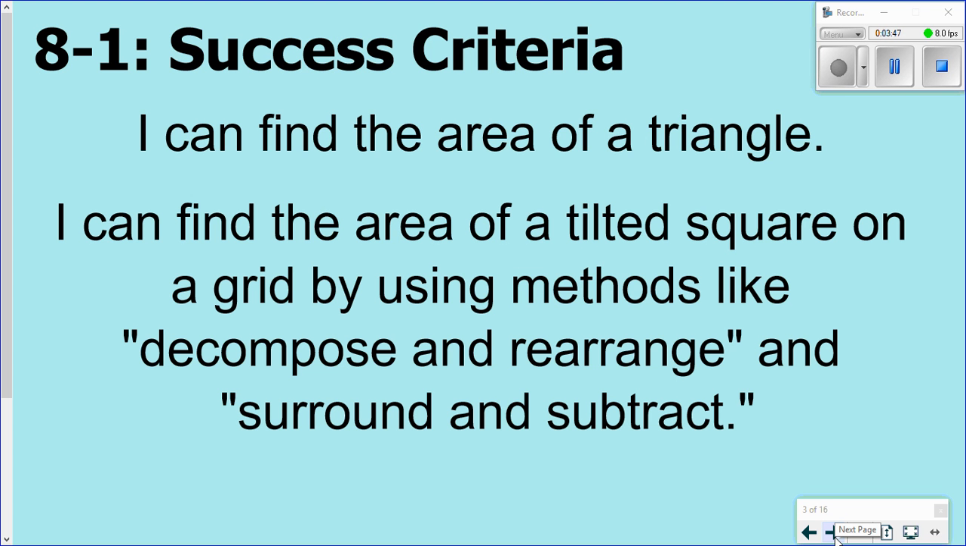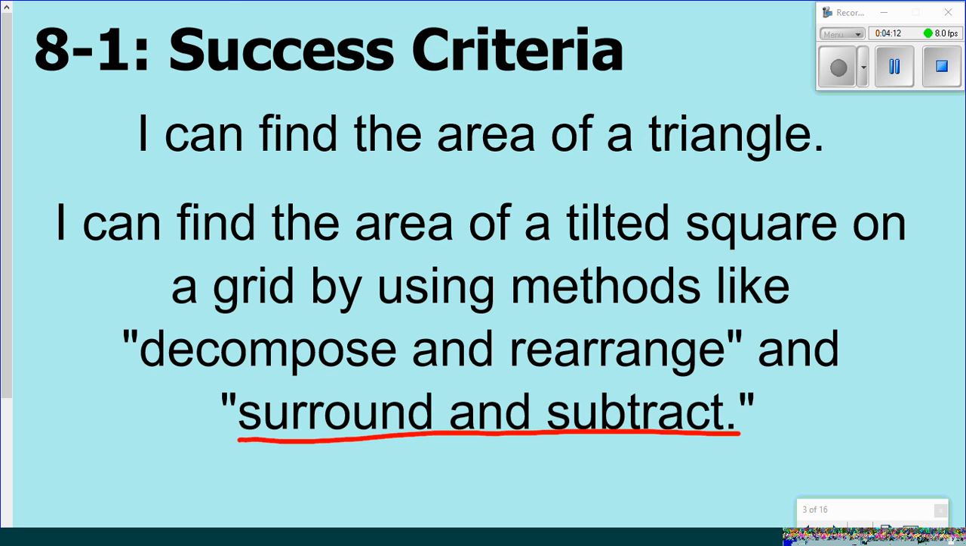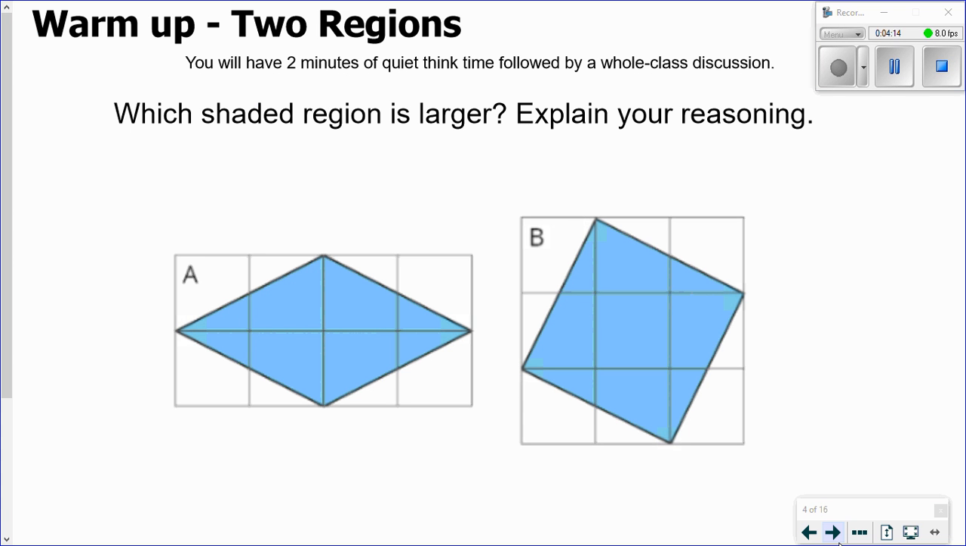Today, hopefully, you should be able to walk out the door being able to find the area of a triangle, and find the area of a tilted square on a grid by using methods like decompose and rearrange and surround and subtract. We're really going to focus on this last one, surround and subtract. That one's going to definitely help you be successful for the upcoming units. So let's take a look at our first problem.